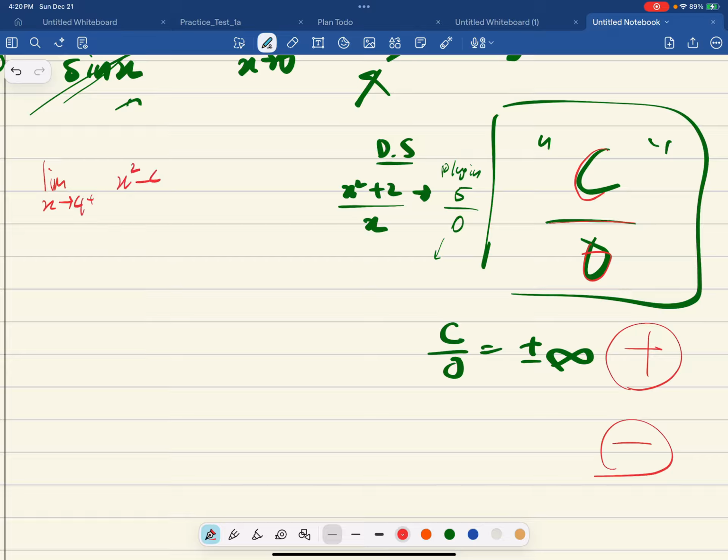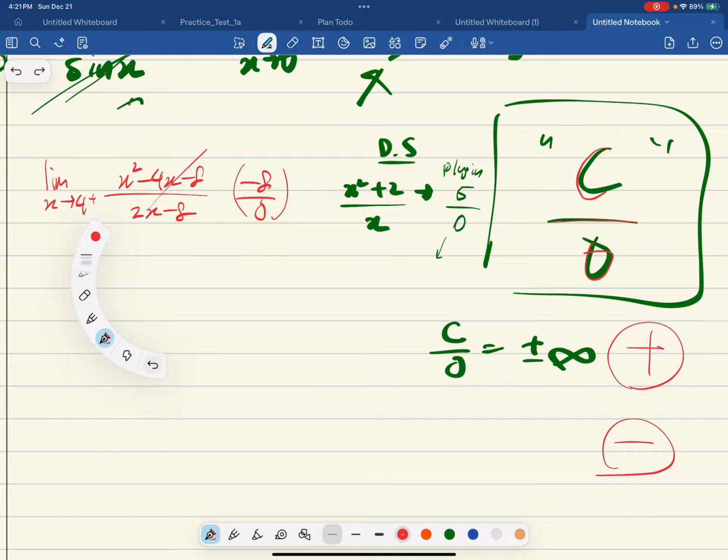Let's do an example. By plugging 4 in, you will get a -8 over 0. And you do not try to cancel things out somewhere. That's not the goal. That does not help, actually. What you really care about is the bottom, the denominator, because you want to know what kind of 0 it gives. Does it give a positive kind of 0 or a negative kind of 0?